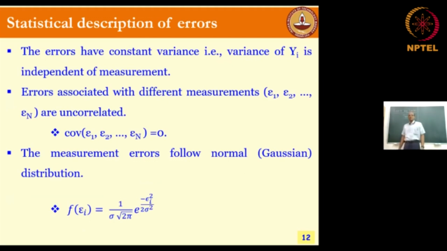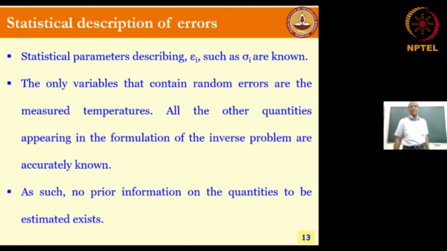They're uncorrelated. The measurement errors follow a Gaussian: f of epsilon is 1 by root of 2 pi sigma square, e to the power of minus epsilon square by 2 sigma square. Is that okay? Statistical parameters describing the errors are known, such as sigma. The standard deviation of the instrument is known. The only variables that contain random errors are the measured temperatures. All the other quantities, the location or the time at which you measure the temperatures, are supposed to be known without any error. All the other quantities appearing in the formulation of the inverse problem are accurately known. If it is a non-Bayesian approach, prior information is not available.